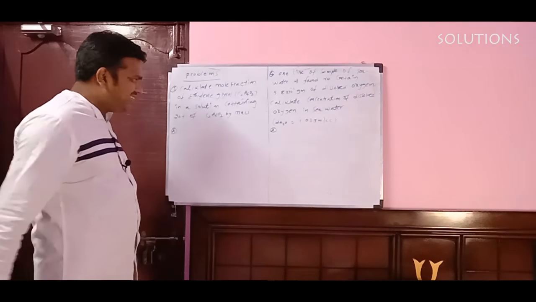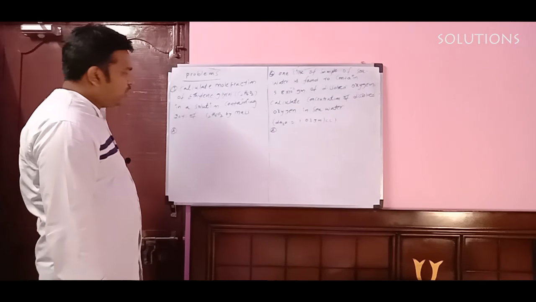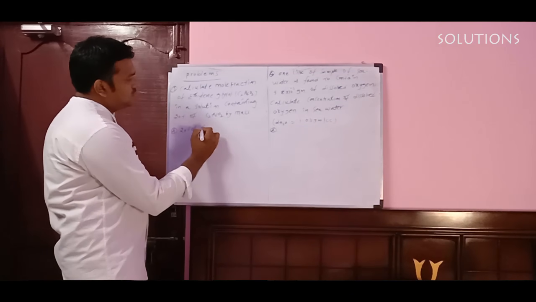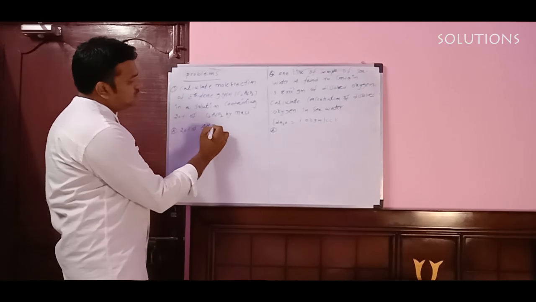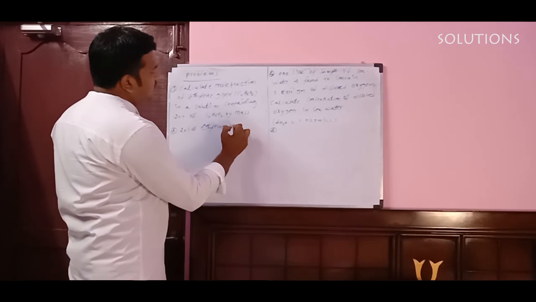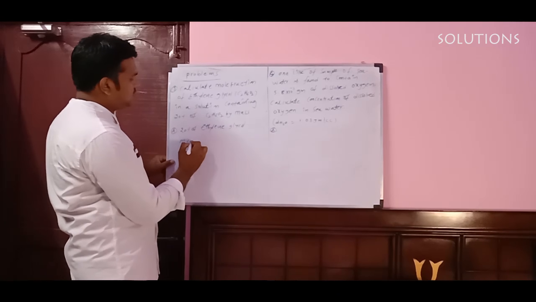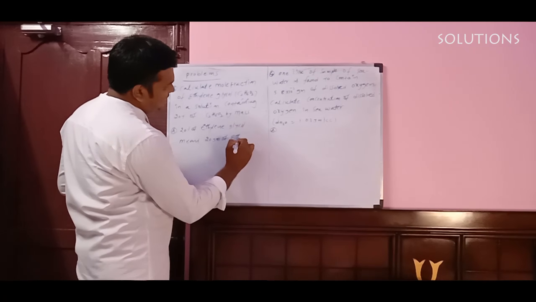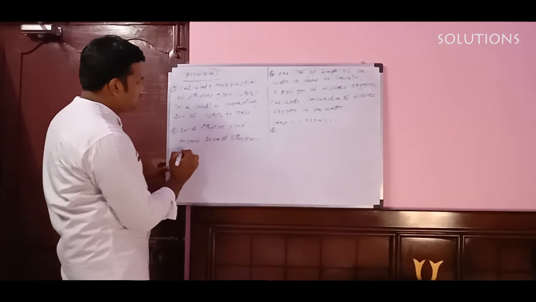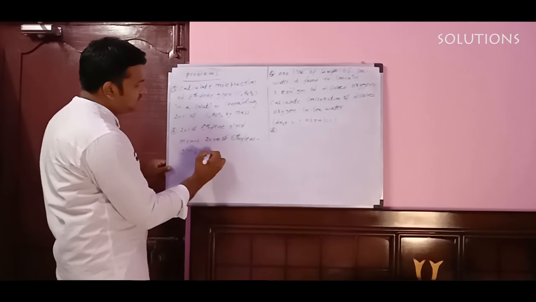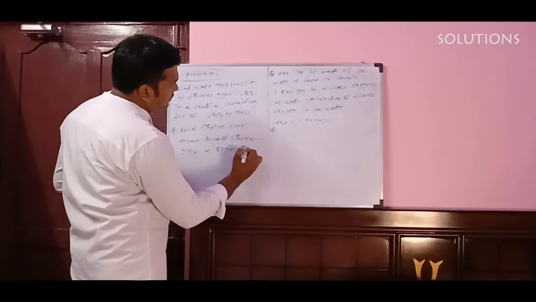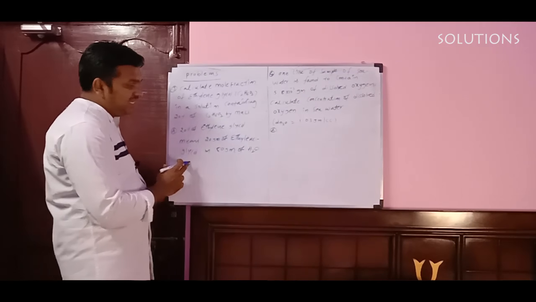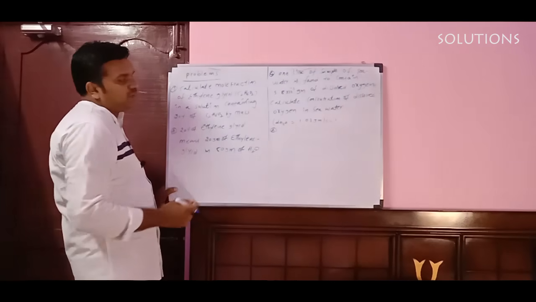The ethylene glycol weight is given as 20%. So 20% of ethylene glycol means 20 grams of ethylene glycol in 80 grams of water. Total how much are you getting? You are getting 100 only.